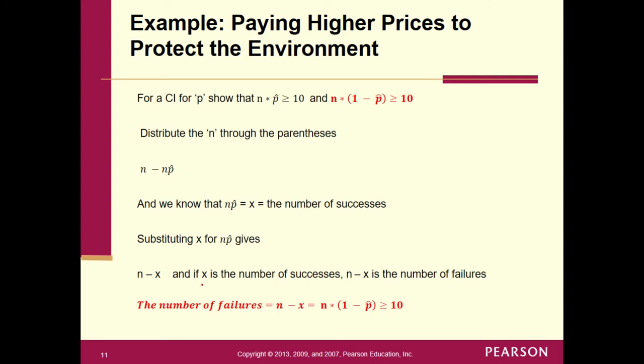So what we just found out is that as long as the number of failures, which is n minus x, is greater than or equal to 10, then we have the second part of the central limit theorem. Sort of makes it a lot quicker than doing the multiplication. You just look up the number of successes, do a little subtracting with n. You got the number of failures. If they're both greater than or equal to 10, hey, central limit theorem applies. We're good to go.